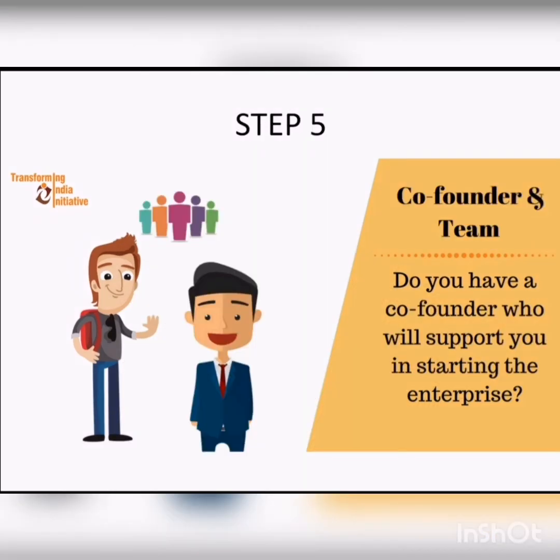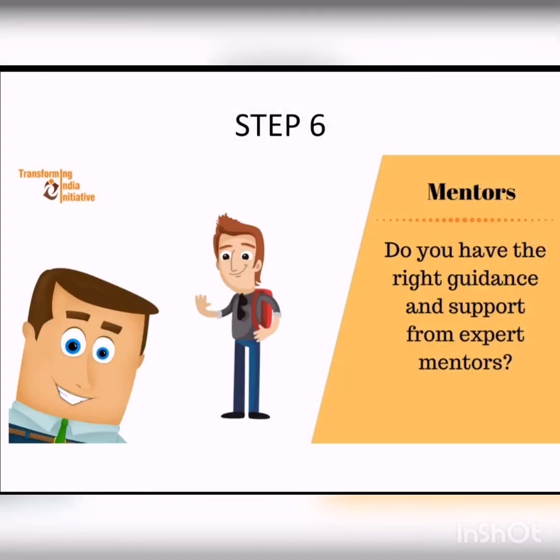Step 5 is co-founders and a team. A co-founder and a team who shares your vision, matches your working style, and has complementary skills with whom you can distribute your work, bounce off ideas, and share the risk is necessary for a successful social entrepreneurship. Step 6 is finding the right mentor. A good mentor that can help by giving unbiased feedback, connecting us to the right people, making sure that we're on the right path, and keeping us motivated is required for good social entrepreneurship.